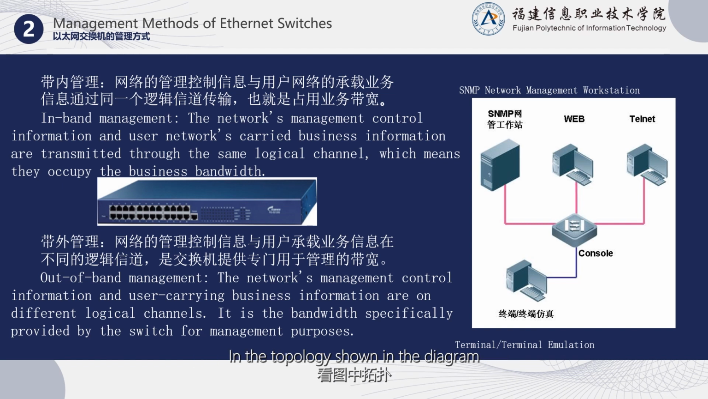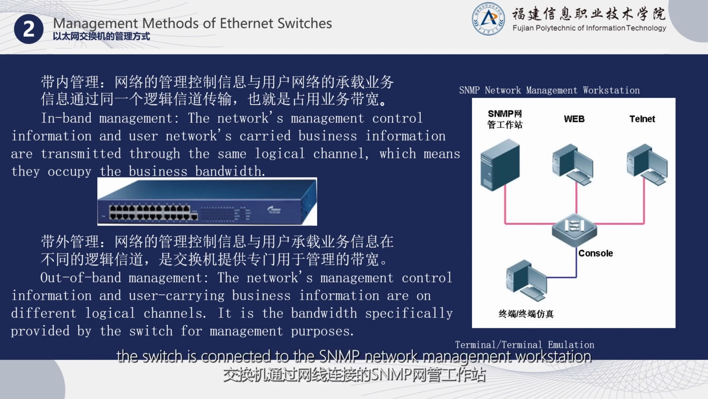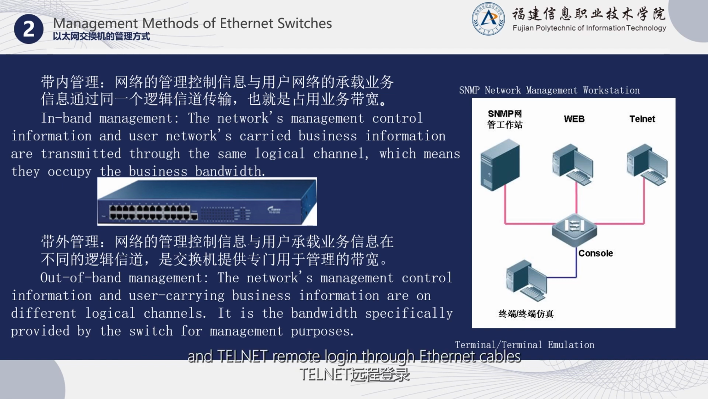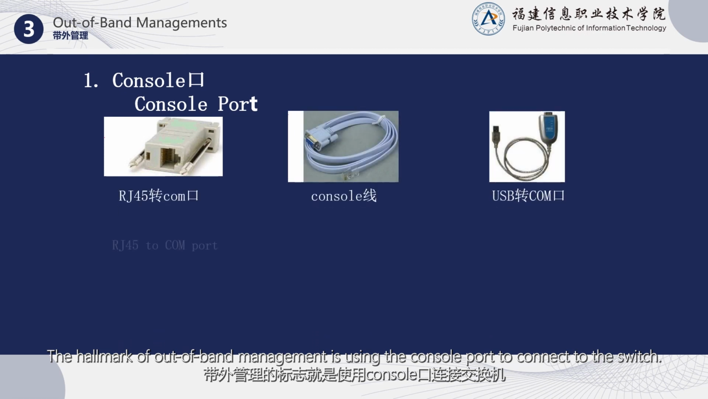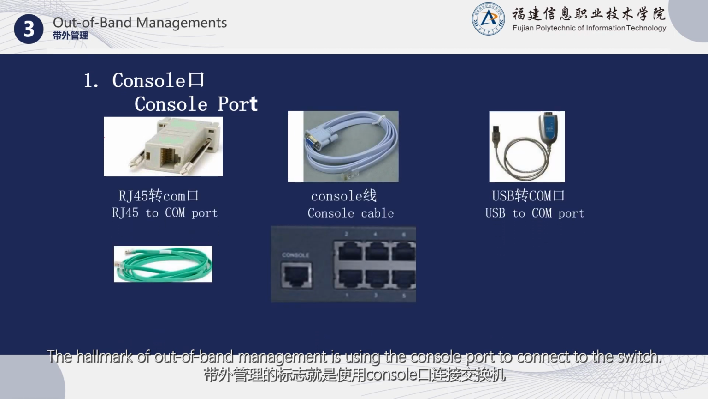In the topology shown in the diagram, the PC is connected to the switch through the console port, which is an example of out-of-band management. Meanwhile, the switch is connected to the SNMP Network Management Workstation, web server, and Telnet remote login through Ethernet cables, which are all examples of in-band management. The hallmark of out-of-band management is using the console port to connect to the switch.